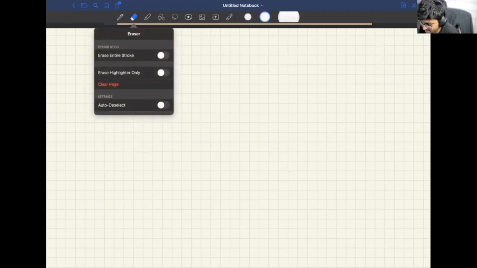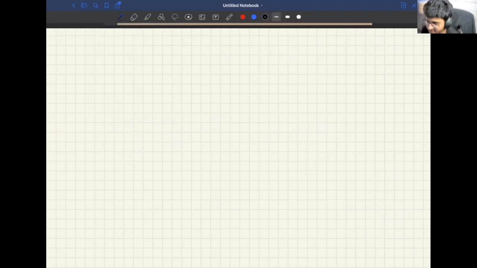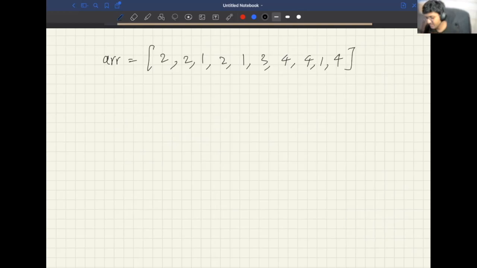So another question is: all the numbers occur thrice, only one number occurs once. Example, the array is 2, 2, 1, 2, 1, 3, 4, 4, 1, 4. Every number is occurring 3 times, only one number is occurring once, which is 3. How do we find this?